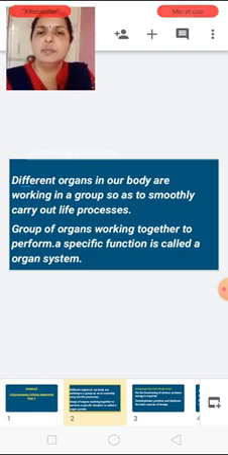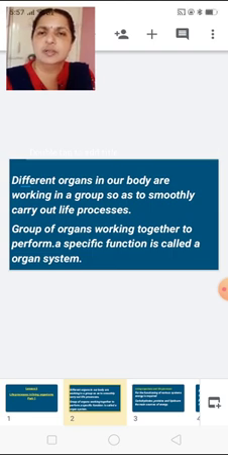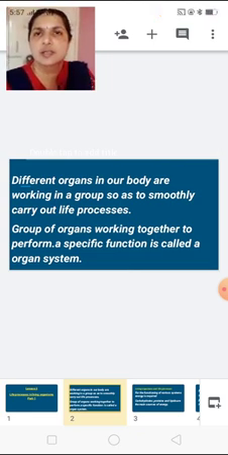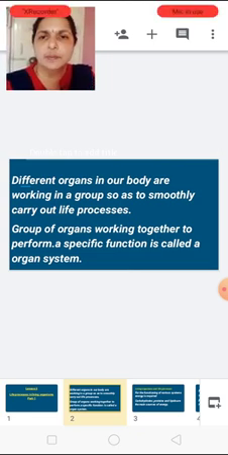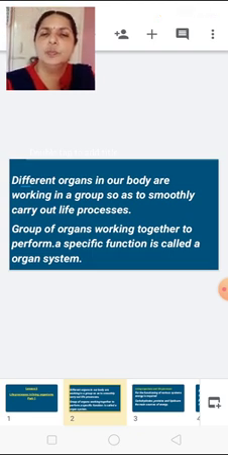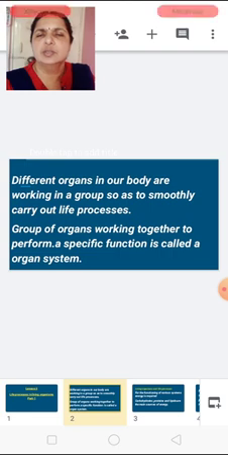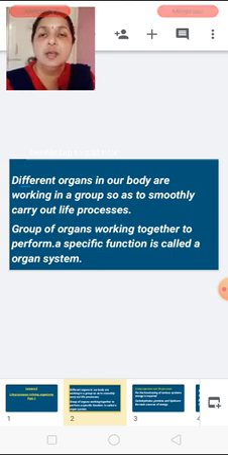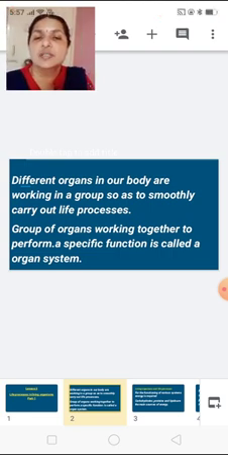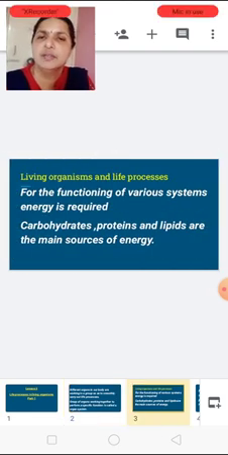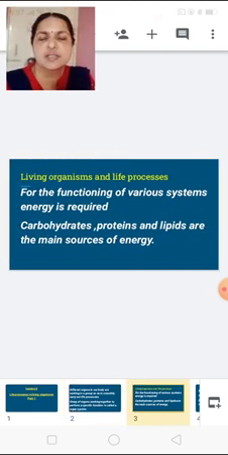So what is meant by an organ system? When a group of organs work together to perform a specific function, it is called an organ system. Can you repeat? A group of organs working together to perform a specific function is called an organ system. Now we'll see how living organisms and life processes use energy.